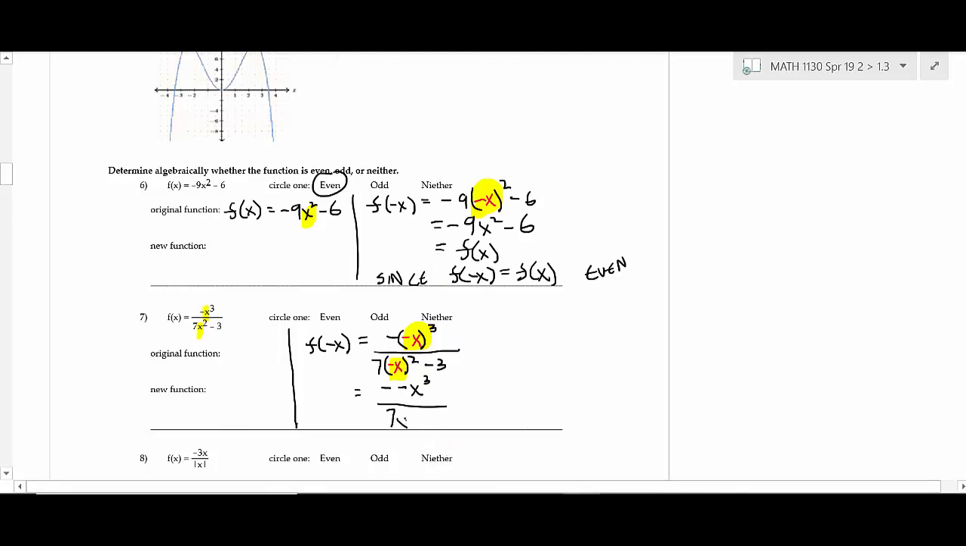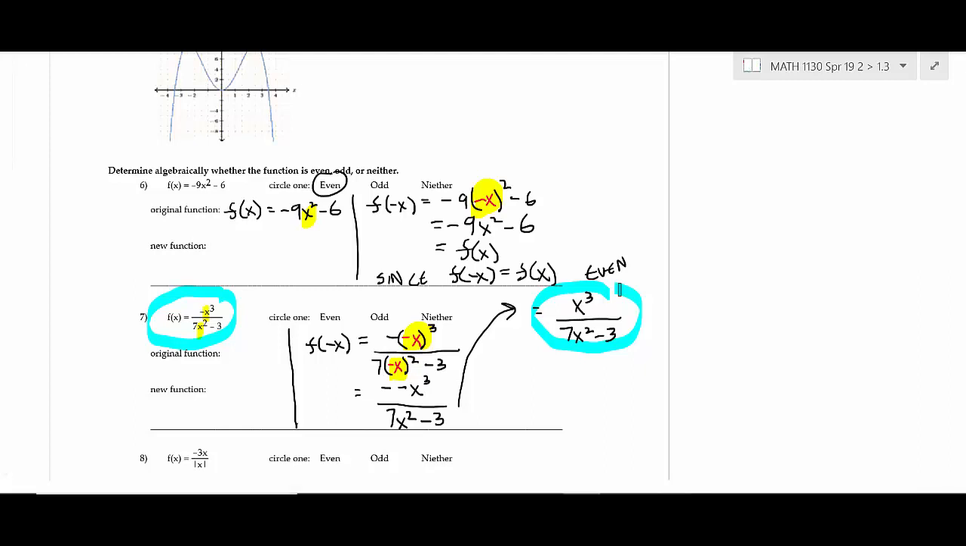Okay, so now we're going to clean this up, and then we'll see what we have here. The numerator now is positive x to the third. The denominator is 7x squared minus 3. Now, what I want you to do is kind of do this part in your head. You just look at those two things, okay? If this is the same as this, it's even. If this is opposite of that, then it's odd. Otherwise, it's neither. So what do you think?